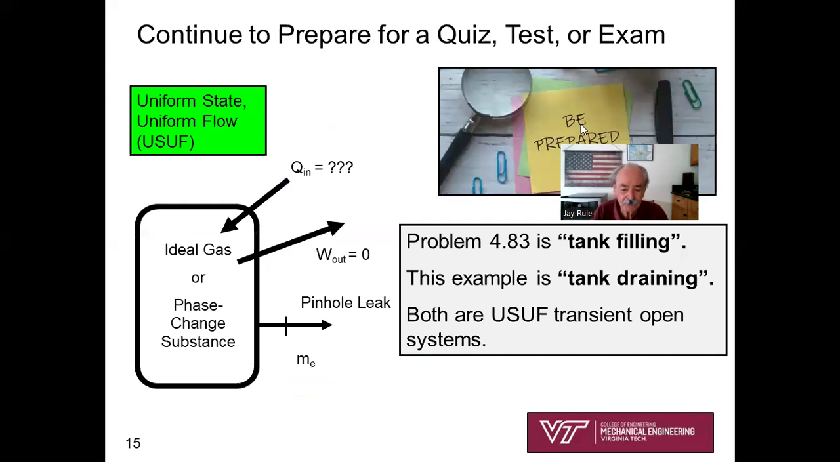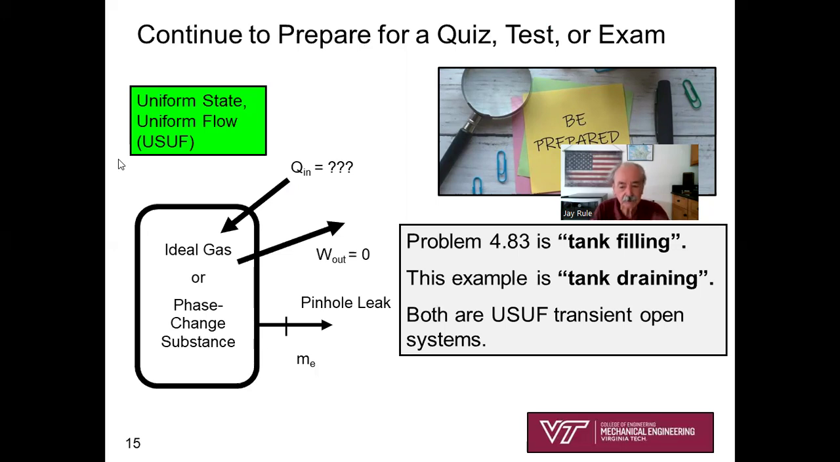I'd like to give you a little more idea about continuing to plan or prepare for a quiz, test, or exam that you might be assigned. The homework problem we just solved was 483. You see that could be classified as a tank filling process. You were filling a tank. At the undergraduate level, the only other type of problem that you would encounter for this type of transient uniform state, uniform flow process would be a tank draining example or problem.